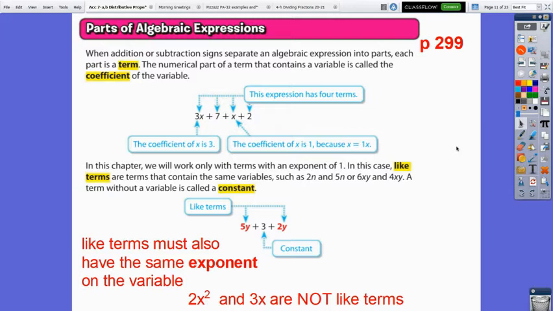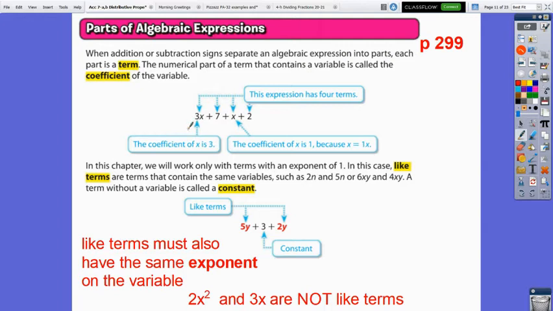So when you have an expression and it is separated by additions and subtractions, each part that is separated by the additions and subtractions is called a term. A term is a number or a letter, variable, or a multiplication or division of numbers and variables. That is a term. They are separated by additions and subtractions. Okay, so there are 4 terms in this expression: 3x, 7x, and 2.